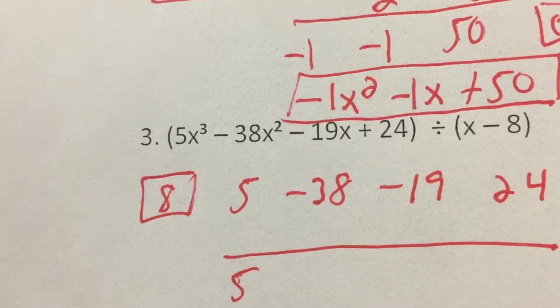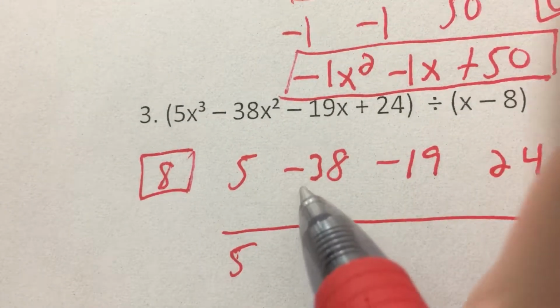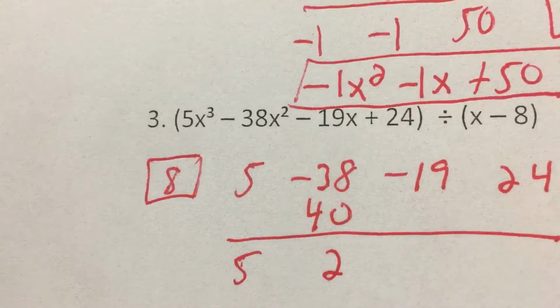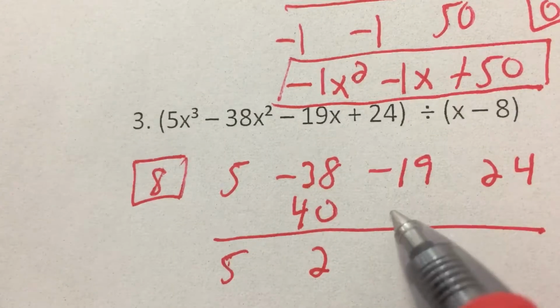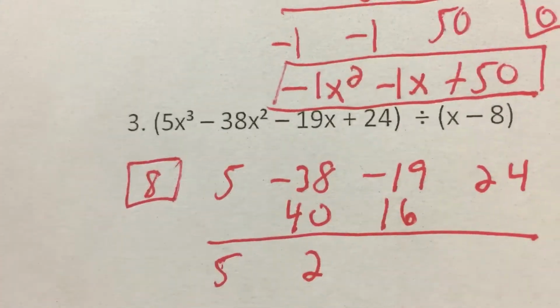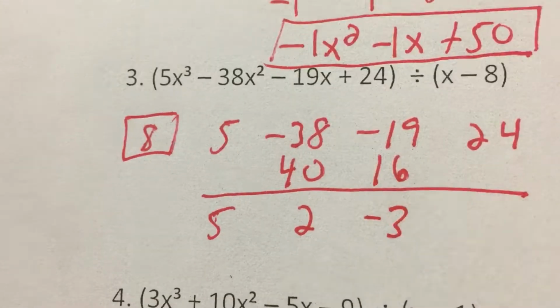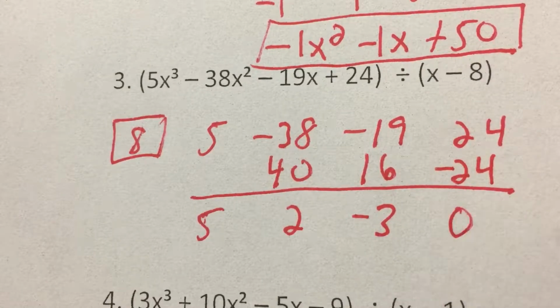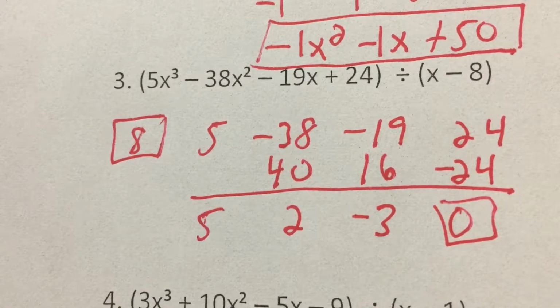5 falls below the line. 8 times 5 is 40. Negative 38 plus 40 is 2. 8 times 2 is 16. Negative 19 plus 16 is negative 3. And 8 times negative 3 is negative 24, with once again a remainder of 0.